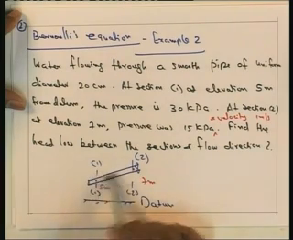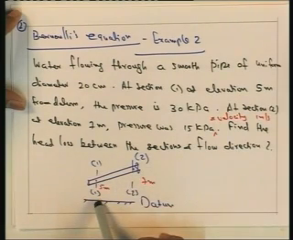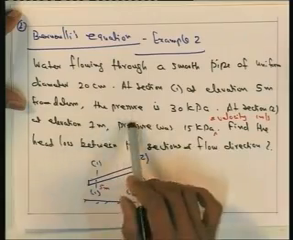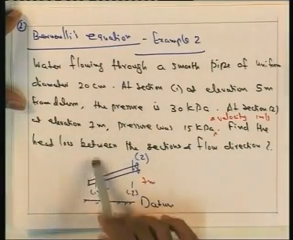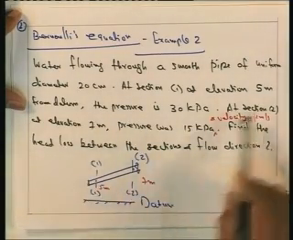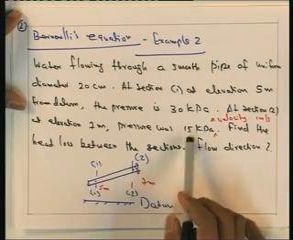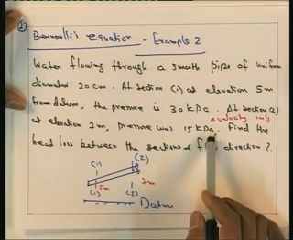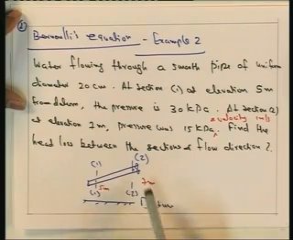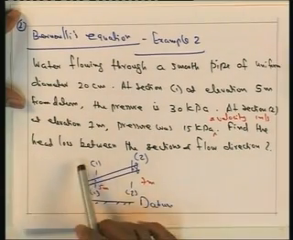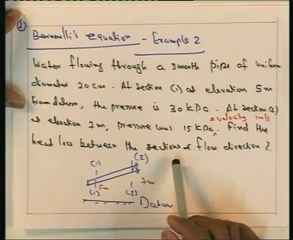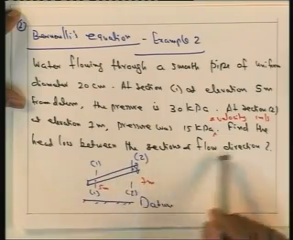Here we consider two sections, section 1 at 5 meter from the datum, and the pressure is 30 kilopascal. At section 2 at elevation 7 meters, the pressure is 15 kilopascal and the velocity is 1 meter per second. We want to find the head loss between section 1 and 2 and the flow direction.